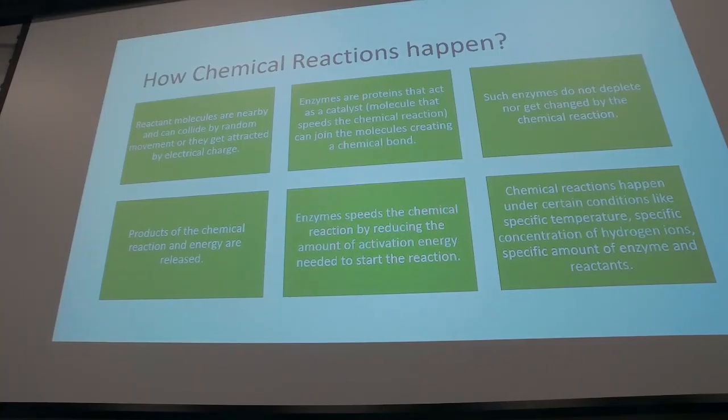So how do chemical reactions happen? Well, it's not only having molecules or atoms, you have to have them nearby. And then this physical closeness helps them to be able to collide when they are in random motion, or they can get attracted by an electrical charge.